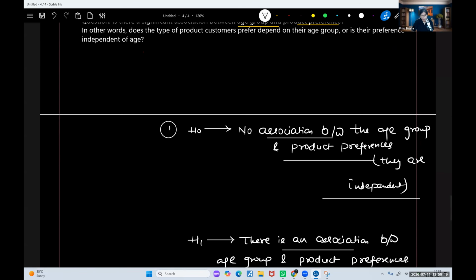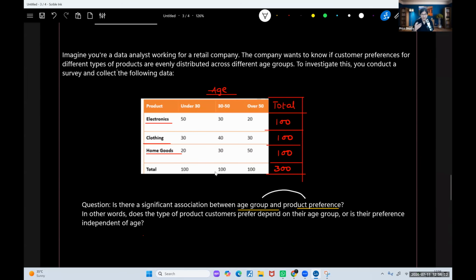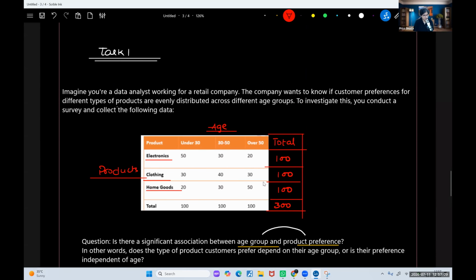Now, you will apply a chi-square test because now you will be having 3 different categories. You will observe that these products are also of 3 categories, and this age is also categorized into 3 categories. So this table which you're observing over here is called the observed data. But you need to evaluate what is the expected data that we will be having. So how will we evaluate that? That's the next question.